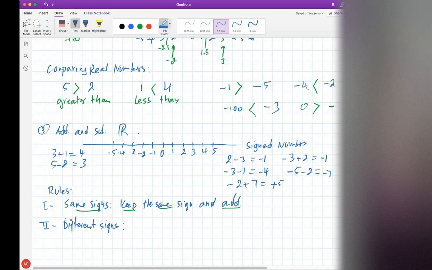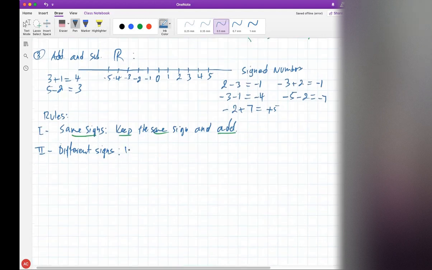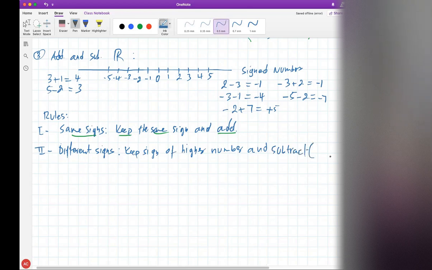Which sign do we keep? We need to have different signs like this. The one that's higher. That's right. Keep the sign of the higher number. And what is the operation to get the value? Here we add, but for the second one, subtract. In other words, if they're different, do the difference. You can remember it that way.